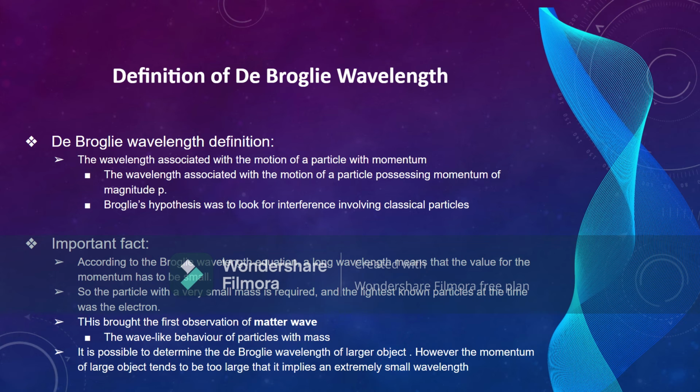So a particle with very small mass is required, and the lightest known particle at the time was the electron. This brought the first observation of matter wave. Matter wave is the wave-like behavior of particles with mass. It is possible to determine the de Broglie wavelength for a large object. However, the momentum of large objects tends to be so large that it implies an extremely small wavelength.